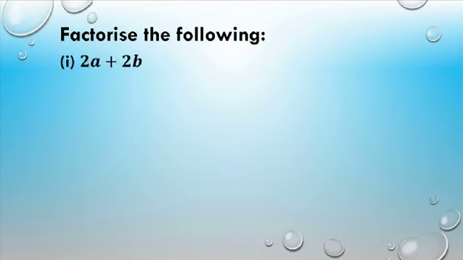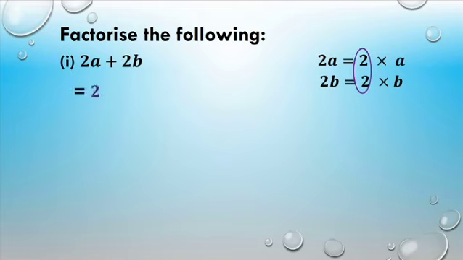The first one, factorize 2a plus 2b. So I'm going to explain a simpler method. 2a can be written as 2 times a. 2b can be written as 2 times b. So here the HCF is 2. This 2 is common to both terms. And I'm going to write the 2 here. You can see 2. The HCF is 2.